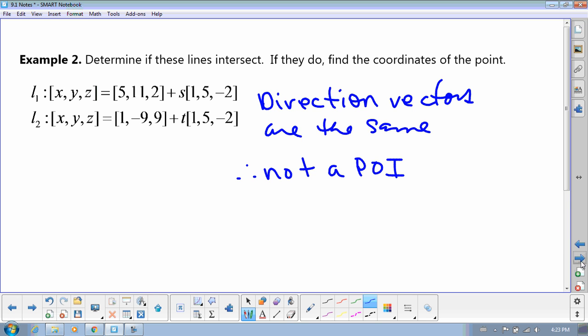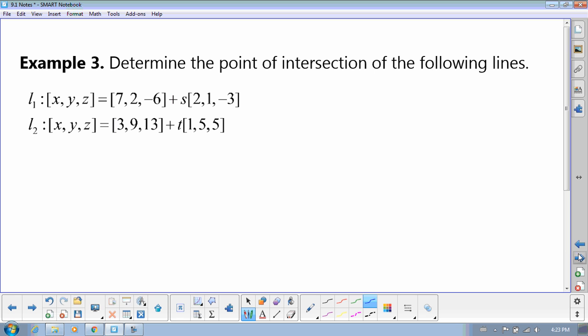Okay, here's another example. Determine the point of intersection of the following lines. In this case, it's telling you that there's a point of intersection. The process to figure this out: we're going to start by creating the parametric equations for both lines. I'm going to start with the first one. I have x equals 7 plus 2s, y is going to be 2 plus s, and z is going to be negative 6 minus 3s.